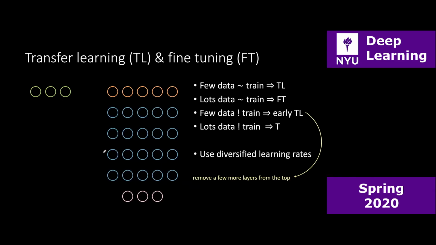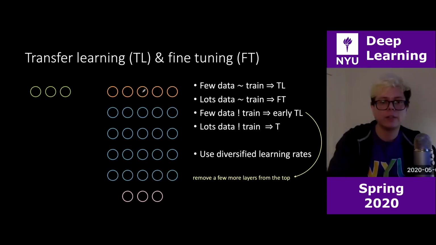What is the difference between transfer learning and fine-tuning? In transfer learning, I just train the final classifier. If you have few data, you don't have enough, and you don't want to overfit. So you want to just reuse the whole network from the previous task and just train the final classifier.